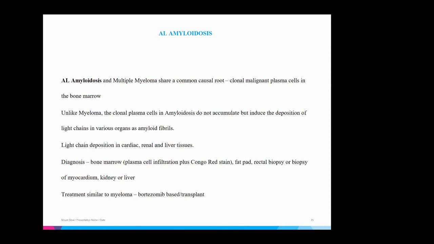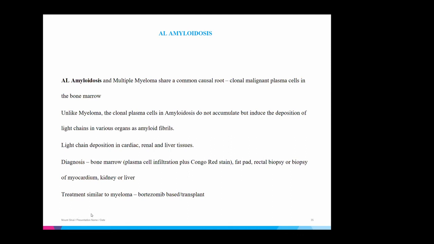Just going to say a few words about amyloidosis. It's interesting because amyloidosis and multiple myeloma share a common causal root with clonal malignant plasma cells in the bone marrow. But unlike myeloma, the clonal plasma cells in amyloidosis do not accumulate and cause bone lesions and renal insufficiency, et cetera, but induce the deposition of light chains in various organs as amyloid fibrils.